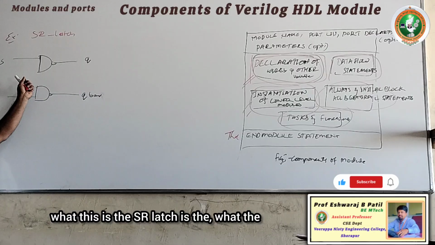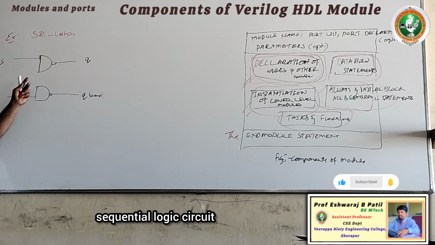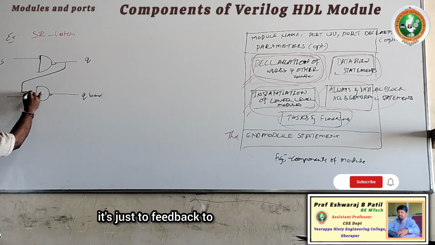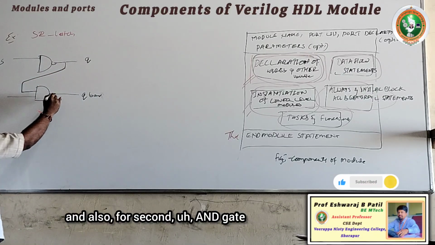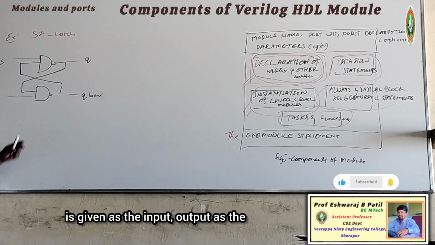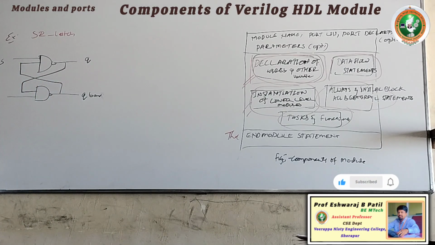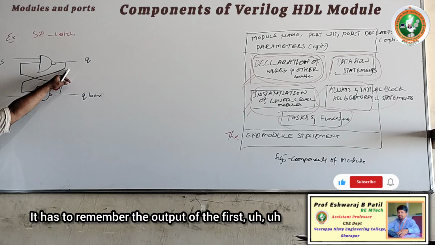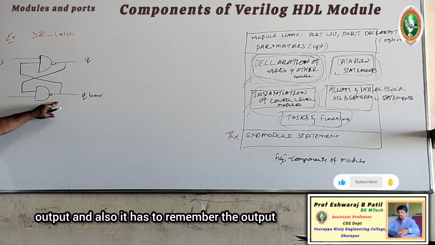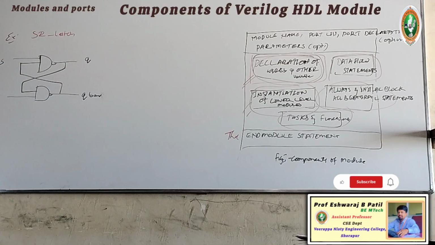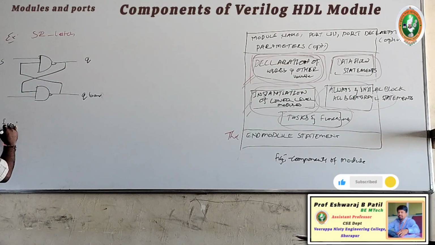But the SR latch is a sequential logic circuit. So we have to feed back the output of the first gate as an input, and the output of the second NAND gate is also given as an input. This means it has memory. It has to remember the output of the first gate and also of the second gate, so we feed them back as inputs. This is the figure of the SR latch.